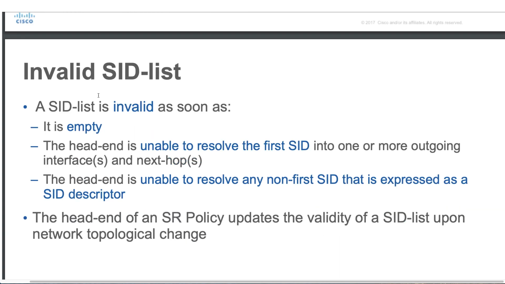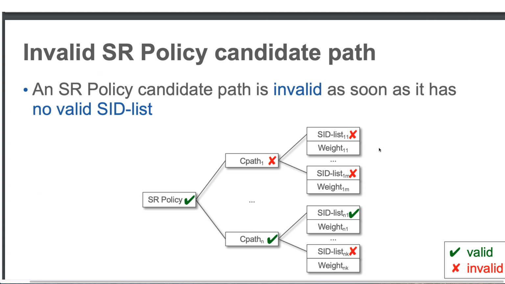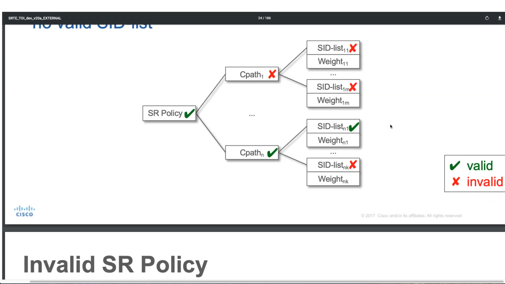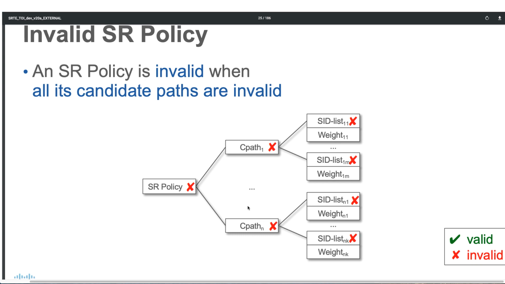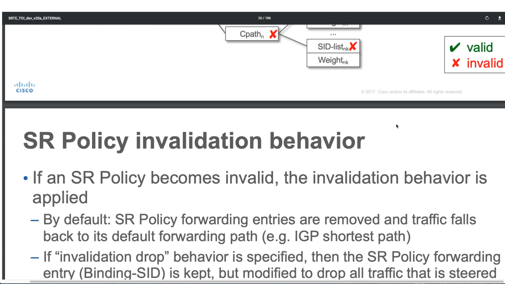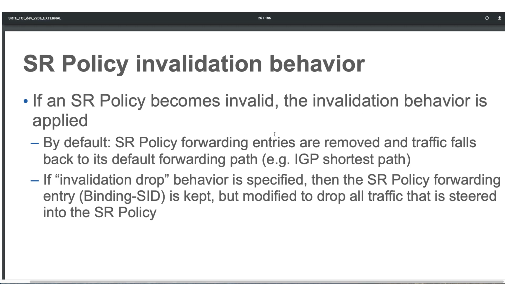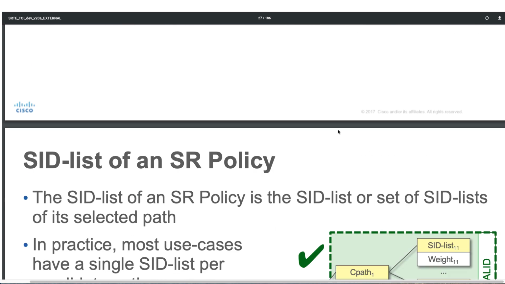Now, there is something called an invalid SID list. A SID list is invalid as soon as it is empty. That means if there are no labels and no IP addresses, that SID list is simply empty. If the head end is unable to resolve the first SID, that will also make it invalid. And these are some of the other properties that you can read through. Same thing happens if the SID list is invalid, the path will go down. And an SR policy is invalid when all its candidate paths are invalid. That means we don't have any path to reach our endpoint. These are some of the behaviors it talks about for when the policy becomes invalid.